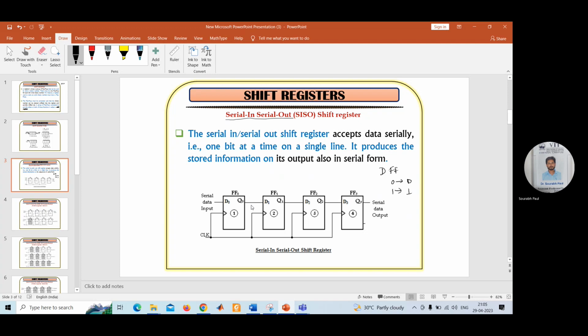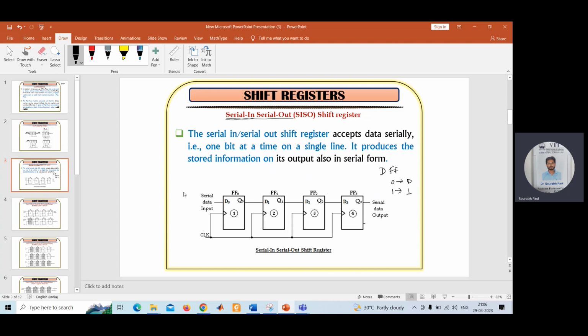Now in this particular configuration that I have shown here, this serial in, serial out shift register, you can see four flip-flops are used. So it will be used to transfer 4 bits of data.